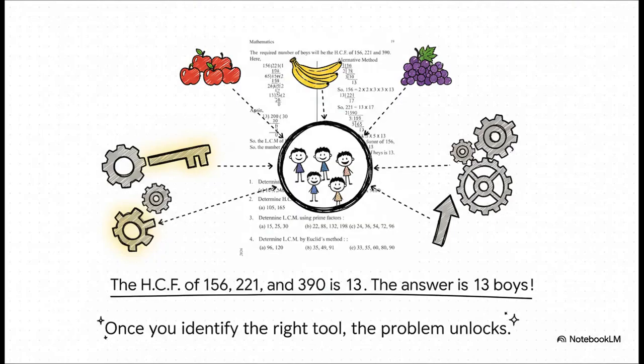So we run the numbers, 156, 221, and 390, through one of our HCF methods, and what do we get? 13. The answer is 13. That means the fruit seller can give everything out perfectly to 13 boys. It's amazing how once you know which tool to use, the answer just appears.